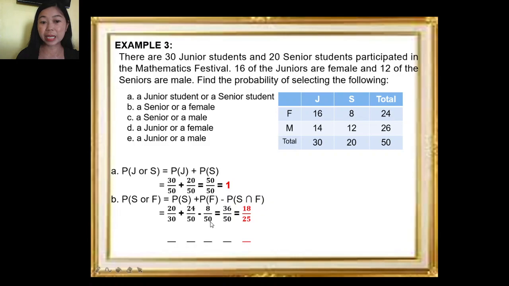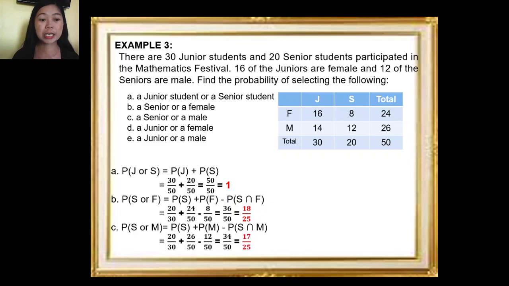50, yung probability niya. So, 24 plus 20 minus 8 is equal to 36 over 50. So, this is equal to 18 over 25 kapag in-lowest term natin, kasi divisible ang numerator at saka ang denominator sa 2. So, again, sorry for the typo error. This is 20 over 50. So, ang denominator natin ay 50 because the total number of students participated in the mathematics festival is 50. So, that's the answer for letter B.